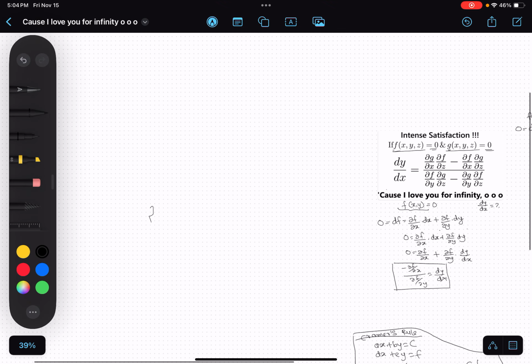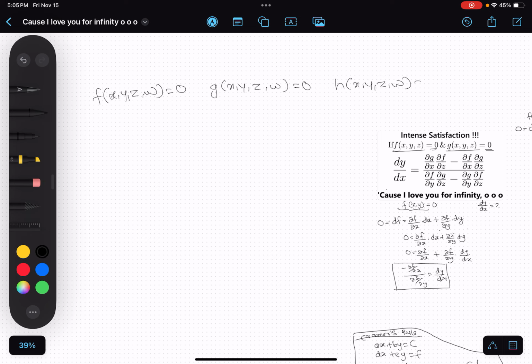So let's say you have f of x, y, z, w equals 0, g of x, y, z, w equals 0, and h of x, y, z, w equals 0. Again, you want to find out dy by dx. How would you do it? It's pretty simple and it's pretty much the same actually.